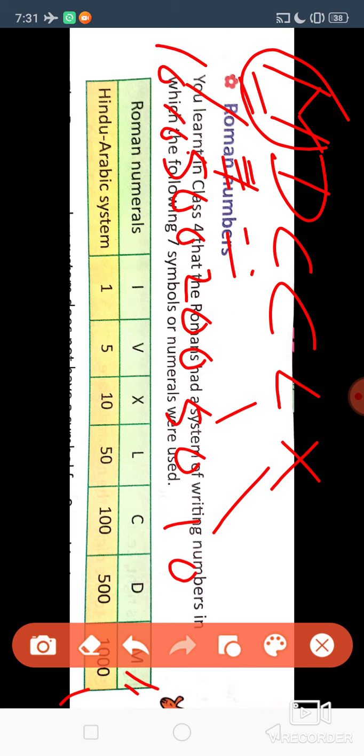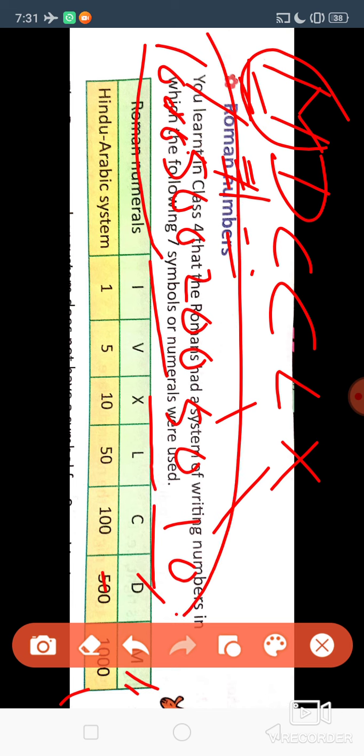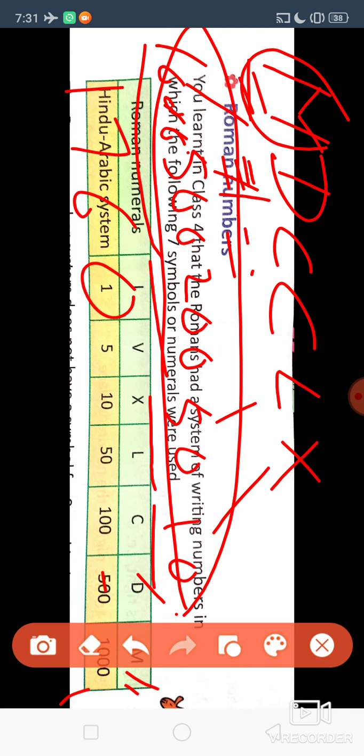So how much will we get? M means 1000. You can see the table. Then D means 500. So 1500 plus 200 is 1700, plus 50 is 1750, plus 10. It will become 1760. Okay. So after a larger number, if smaller numbers are written, then what do you have to do?